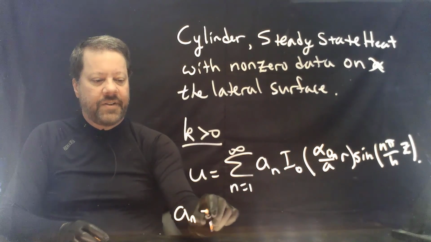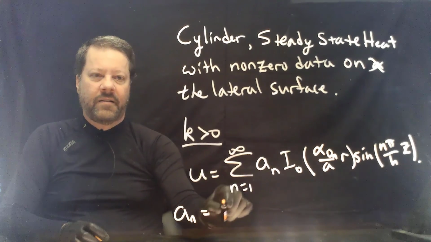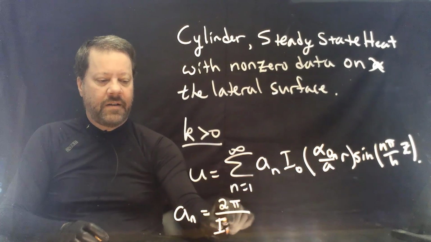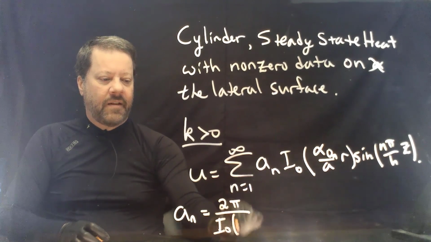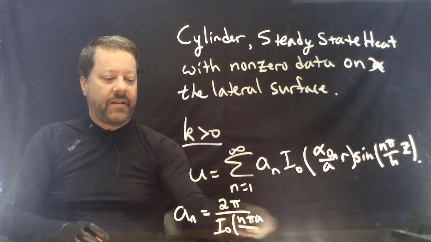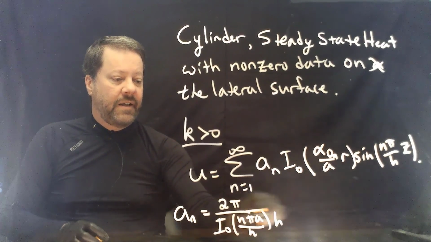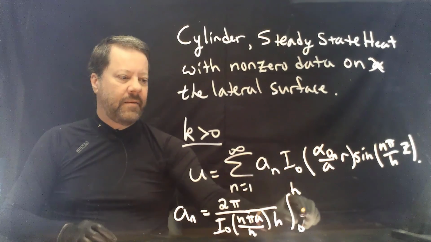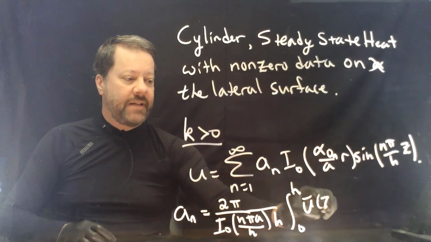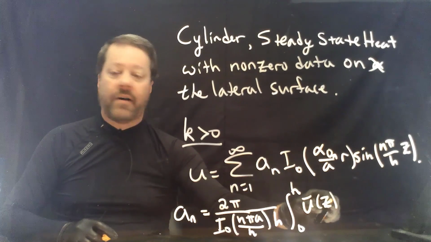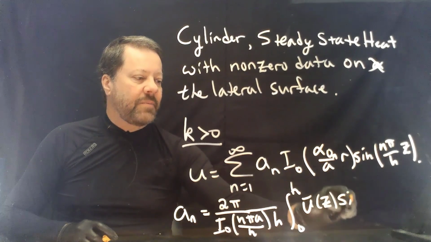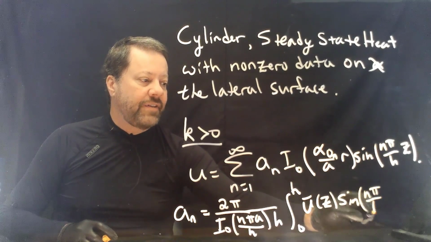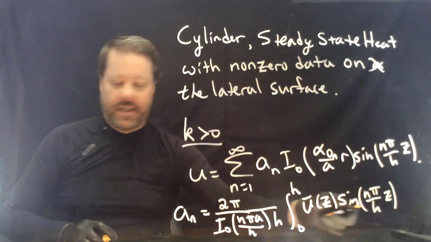The coefficients in this case will be 2 pi over I naught of n pi a over h, times h, the integral from 0 to h of our boundary data will be of the form u bar of z. This inner product will be times sine of n pi over h z.